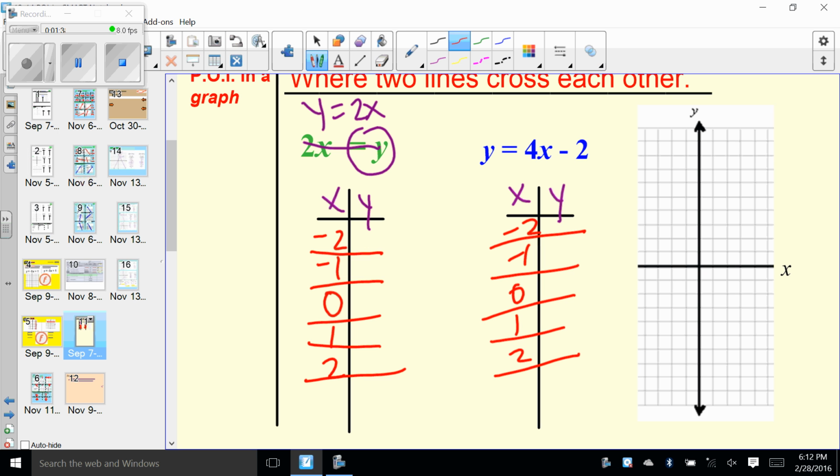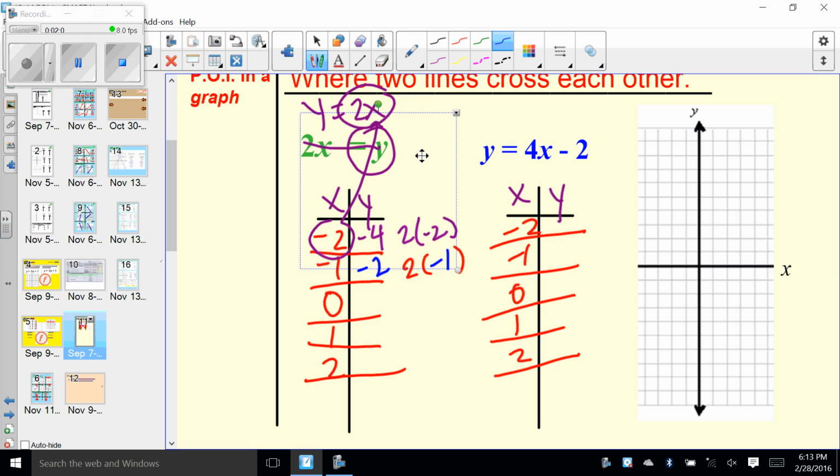So now we're going to go ahead and plug in the x values to each of these. We're going to take the -2 and substitute it in for x. So that's going to be 2 times -2, which is -4. You can use your calculator if you need to. Then we have 2 times -1, which is -2. Again, feel free to use your calculator if you need to.